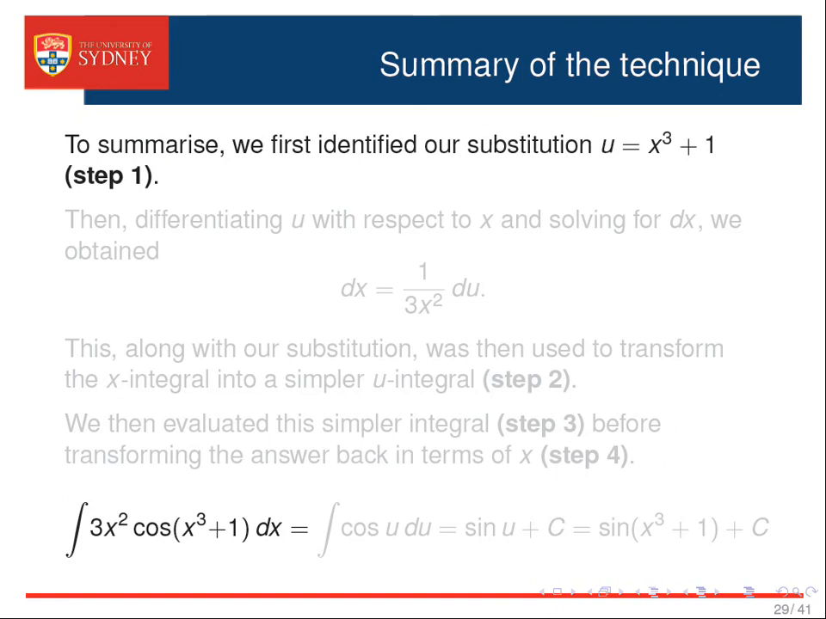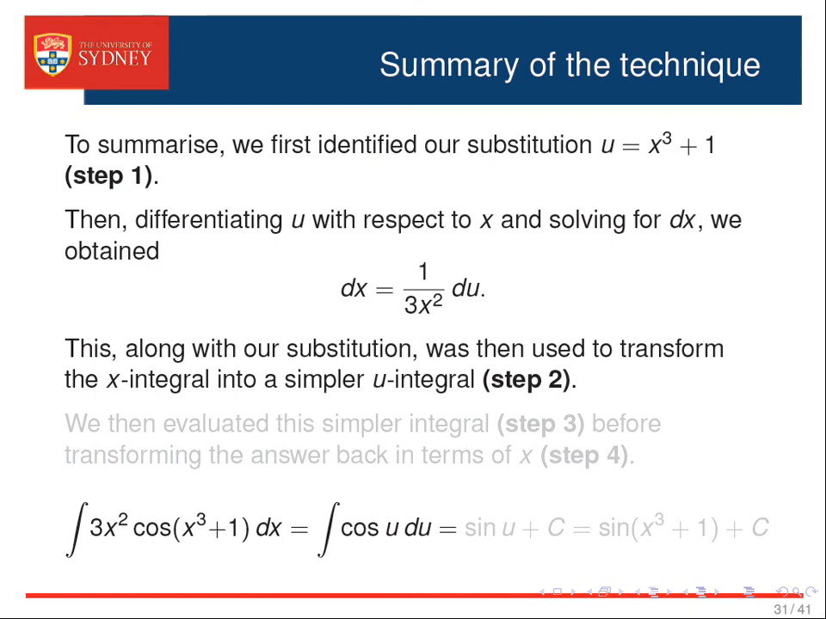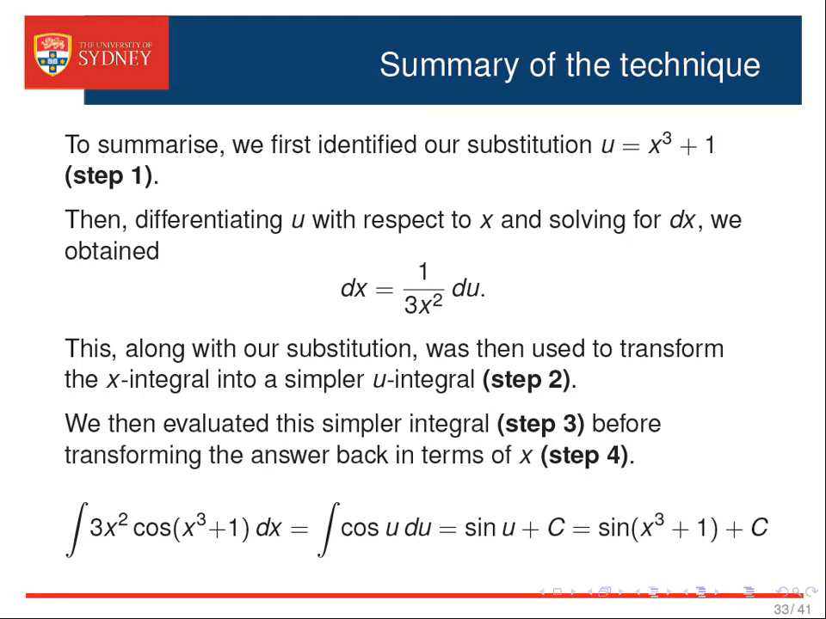Let us summarize the technique. We first identified our substitution u to be x cubed plus 1. Differentiating u with respect to x, we subsequently obtained dx to be the following. This, along with our substitution, was then used to transform our original integral into an equivalent but simpler integral expressed in terms of u. We then evaluated this u integral before transforming the answer back in terms of our original variable x.